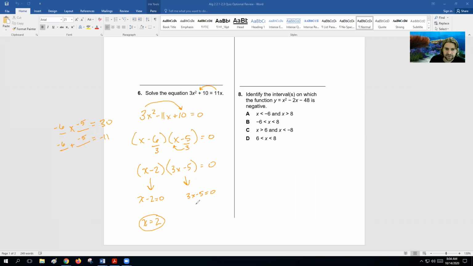I could just add 2 over. So one of the answers is x equals 2. The other answer, okay, this one I'm going to have to add 5 over and then divide by 3, which we'll just say 5/3. That'd be an easier way to write that. So there's our two answers. And since this isn't a story problem, we do have two answers.